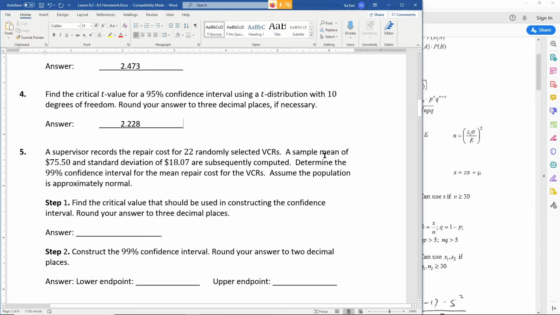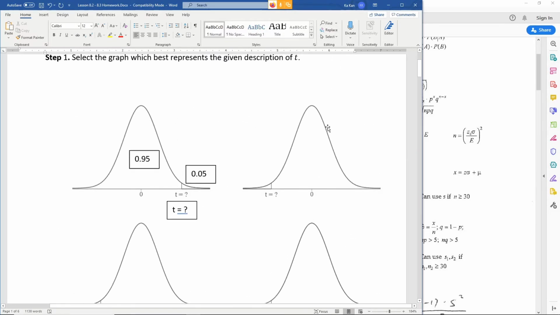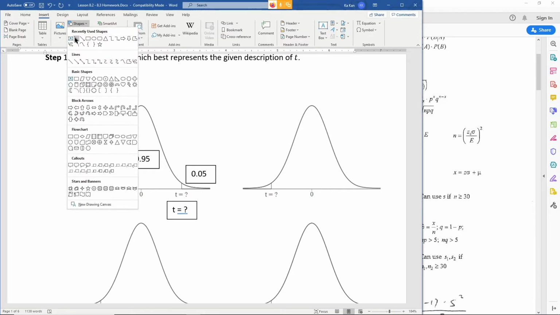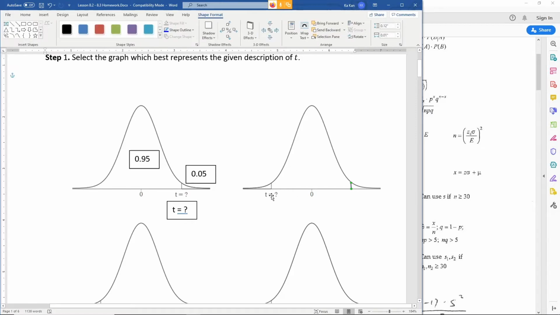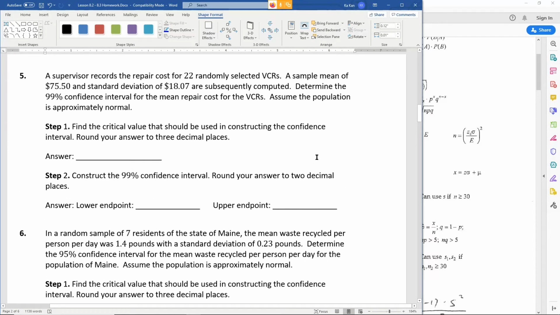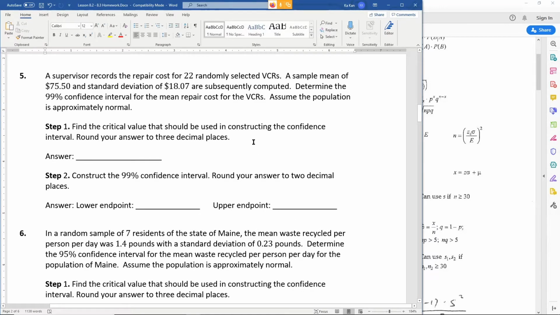So the confidence interval would be like this, something like this, with negative 2.228 and positive 2.228, and the middle will be 95%. But again, none of that really matters so much with the way we're going to solve it, because we're going to be using calculators.